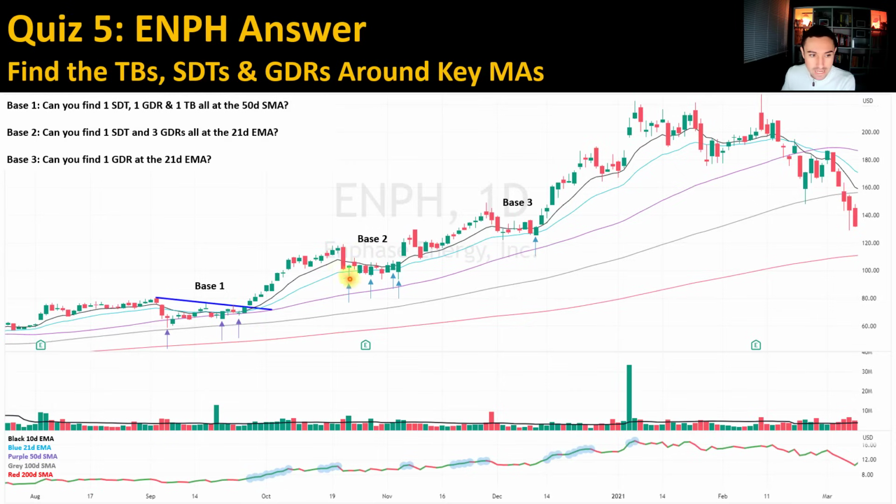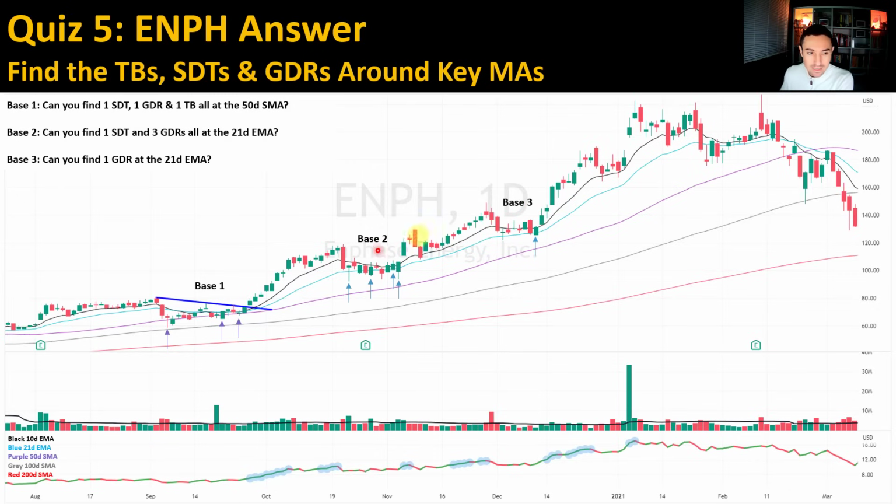Base 2, 1 shakeout demand tail. There it is right there. And then 3 gap down reverse bars. There's one, there's one, there's one, and I actually missed one. There's 4. There you go, there's 4. Even I missed one. Can you find 1 gap down reverse bar at the 21-day EMA for base 3? There it is right there. See how it gaps down, opens on the low, reverses, belt hold bullish, reversal rate 71%. It's really, really good type of candlestick.